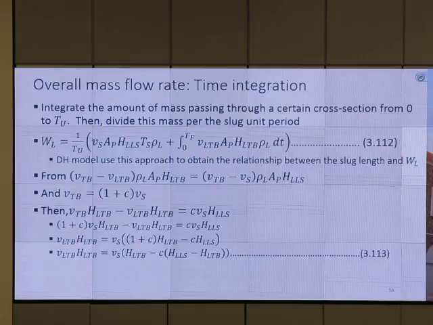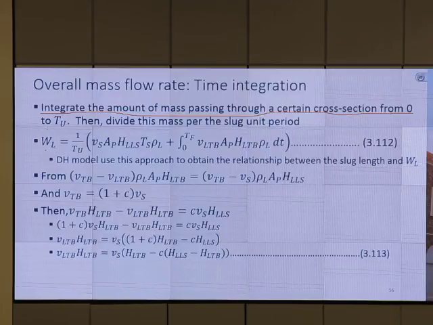Okay, there's another method: overall balance. Not take a picture, but do the time integration. The first method is frozen, right? Freeze it and account for X. So integrate the amount of mass passing through a certain cross-section area from 0 to TU. So we stay with the pipe. The previous one is the method for the moving observer, who sees everything stay still. This time we stay constant with the pipe and do the integration.